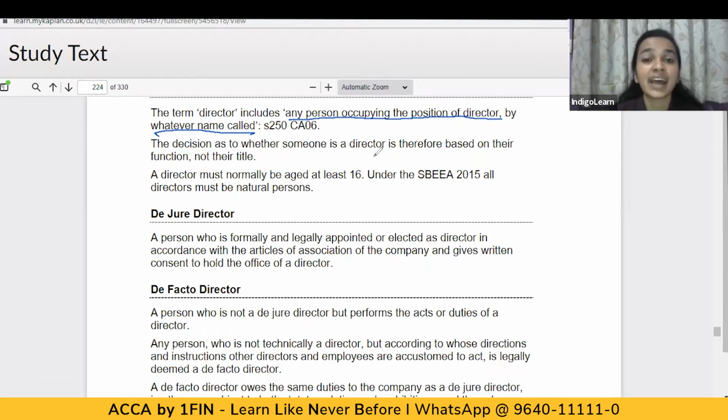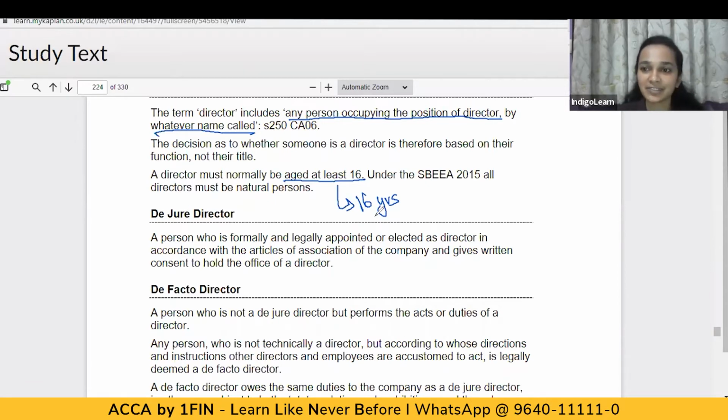And a director has to be a natural person only, which means a body corporate cannot become or be appointed as a director, and must normally be aged at least 16, which means the minimum age prescribed is 16 years. You should be at least 16 years old to be appointed as a director in a company. All the directors of the company shall be natural persons only. Artificial persons cannot be appointed as directors. Only natural persons. And who are natural persons? Human beings. So only human beings are capable of being appointed as directors in a company.